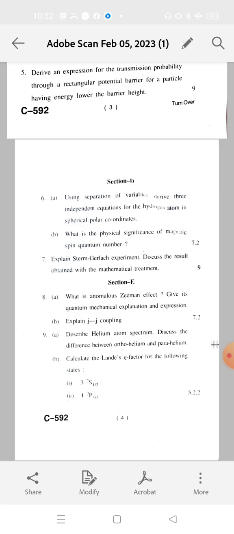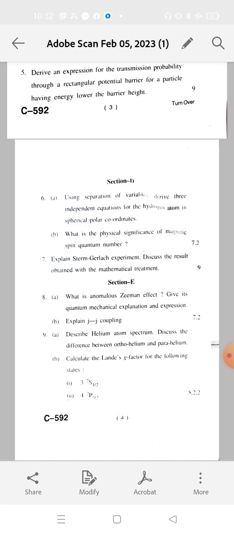Question number 9, its A part. Describe helium atom spectrum. Discuss the difference between orthohelium and parahelium. So there is a difference between the spins, and we have to explain this difference also by using the energy level diagram.